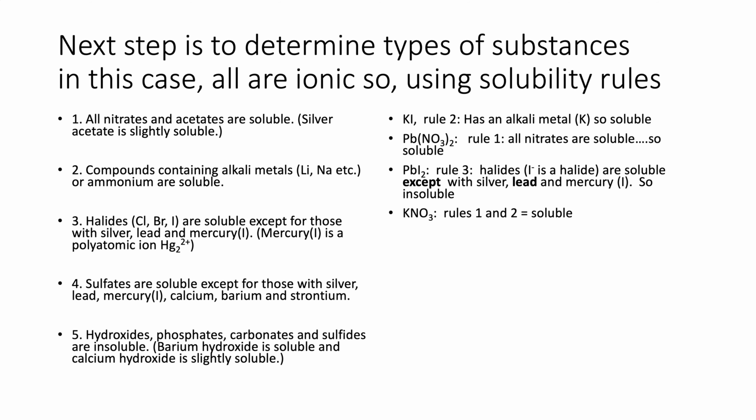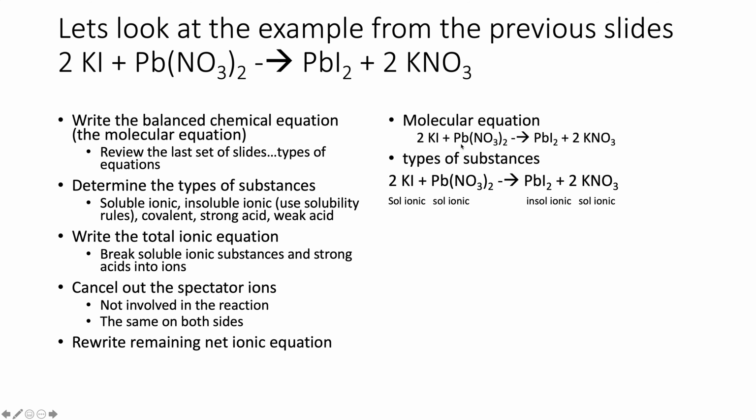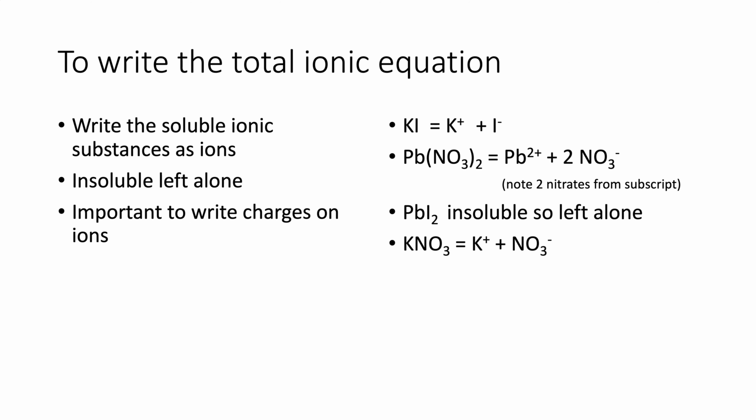If we go to the next slide, you can see what we've done is classify the types of substances. The next thing we do is write the total ionic equation. In order to do this, we're going to take the soluble ionic substances, these 3, and write them as ions. Soluble ionics are written as ions. So each of the 4 substances, the ions will break up. Notice that there's 2 nitrates here. This one we'll leave alone.